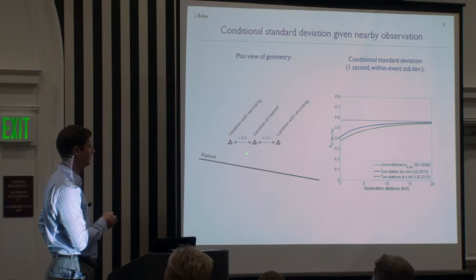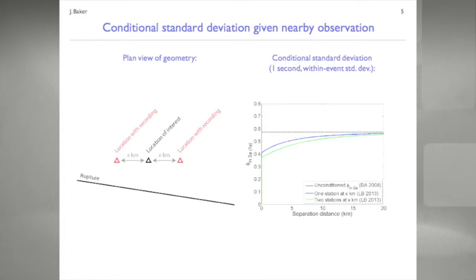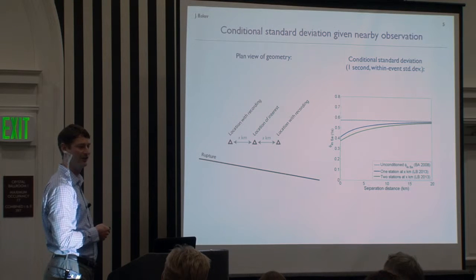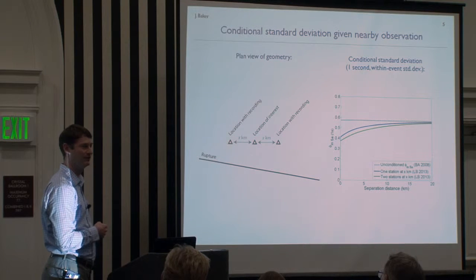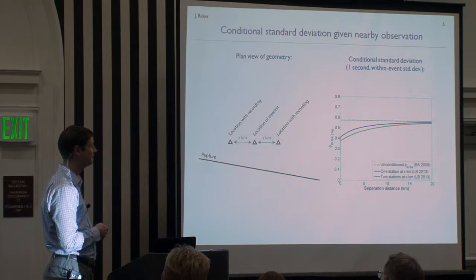And if one station is closer than the other, the closer station tends to dominate, so the equal distance case is the most interesting. And if those stations are both on the same side of the location you're interested in, you won't get as much benefit. So that's the maximum benefit you might get from 2 stations at a given separation distance.